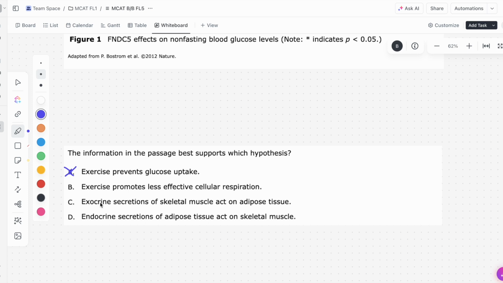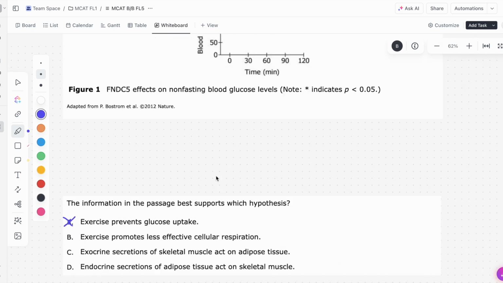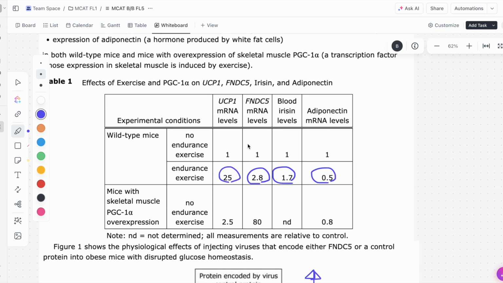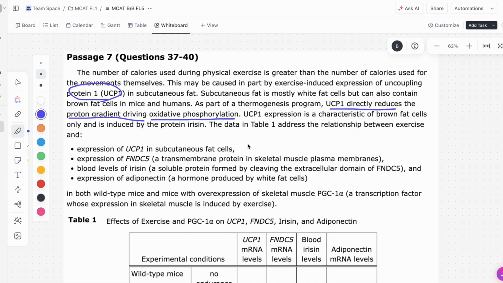There we go. And I'm going to take a look at B here. Exercise promotes less effective cellular respiration. So what does that mean? Remember, cellular respiration is how we're able to take in certain macromolecules and use that to make energy for us. Well, what is inhibiting this?